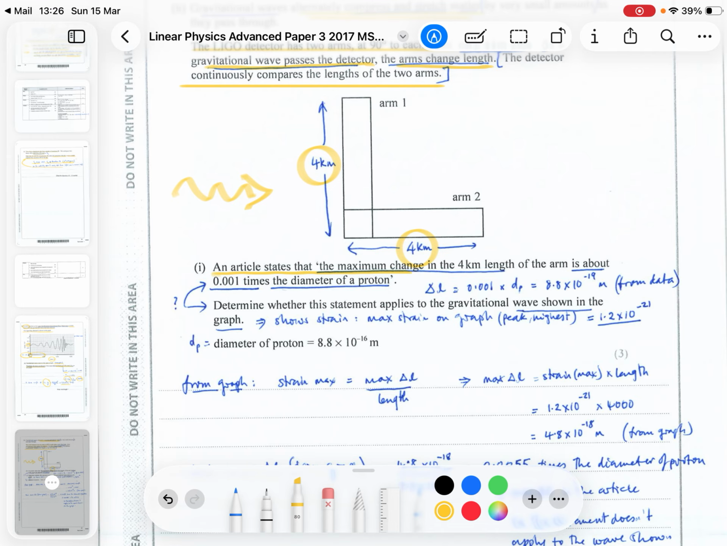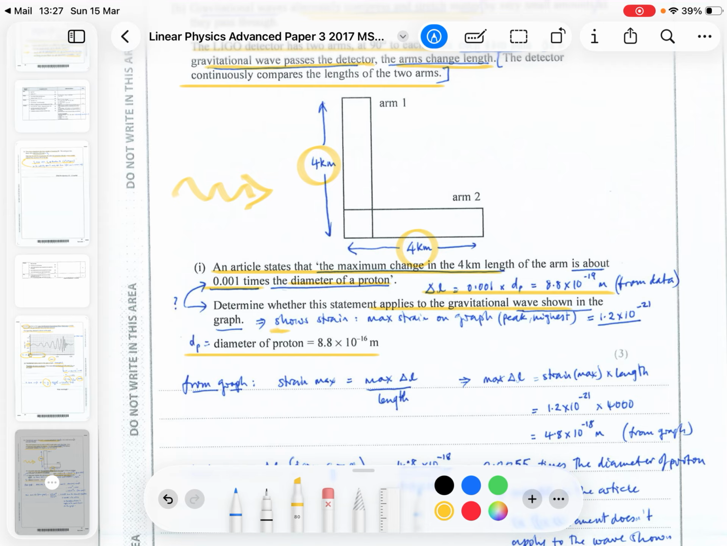An article states that the maximum change in the 4 kilometer length is about 0.01 times the diameter of a proton. Well, that's not very big. That would be 0.01 of the diameter of a proton. They've given us that here, so I thought I'd calculate it for myself. Determine whether this statement applies. So we have to work out the delta length for the waves shown in the graph that we just looked at.